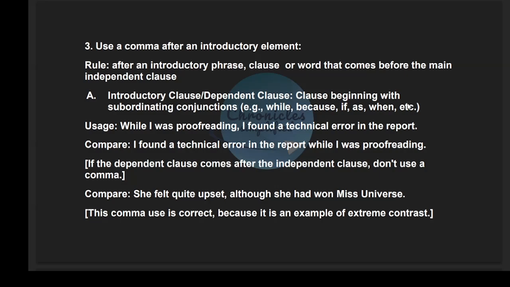Compare this sentence. I found a technical error in the report while I was proofreading. Here we are not using comma because when the dependent clause comes after the independent clause, we don't use comma. Again, compare this sentence. She felt quite upset, although she had won Miss Universe. Here we use comma to emphasize the extreme contrast in the meaning.